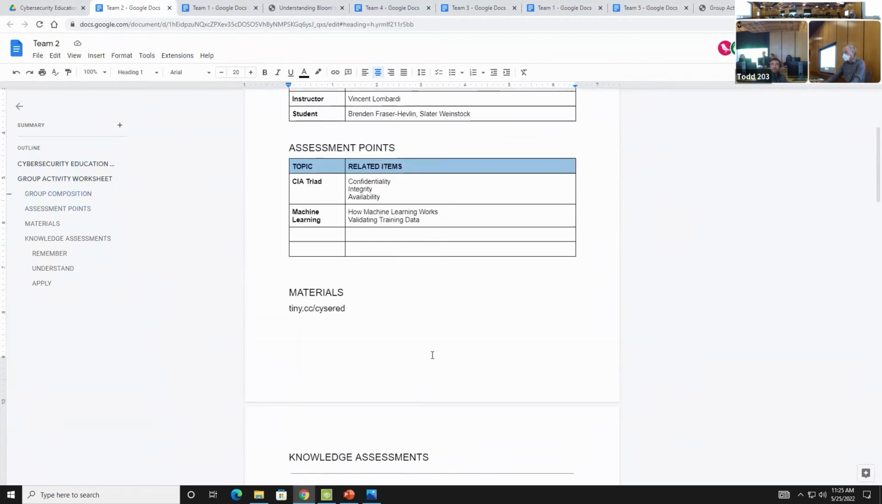So they looked at the CIA triad: confidentiality, integrity, and availability, and machine learning, how machine learning works, and validating training data. That's a lot on your plate. Did you get to all that? Did you get to both those topics? Yeah, we didn't go very in depth on machine learning. Okay.